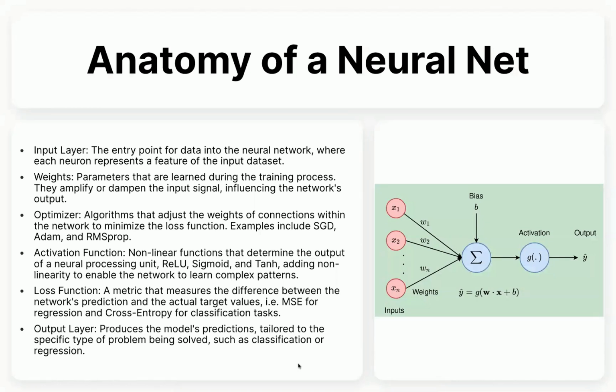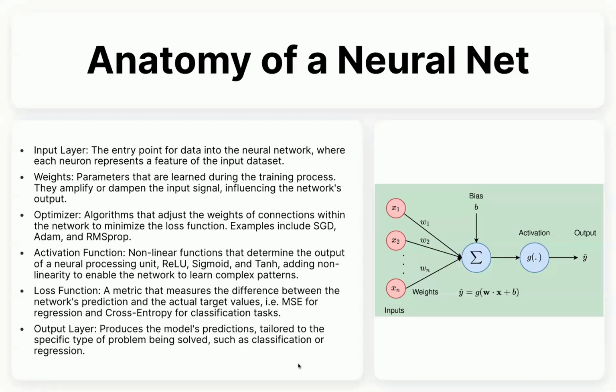So let me just jump in and talk about the anatomy of a neural net to get started. Any neural net that we'd be training in PyTorch comprises a few key components. We have the input layer, which is the first layer that the data is going to be passed through. This is where we are basically taking features and representing them. We have the weights, which are the parameters that are learned during the training process. They are basically the representation of the input signal, turning on and off different neurons.